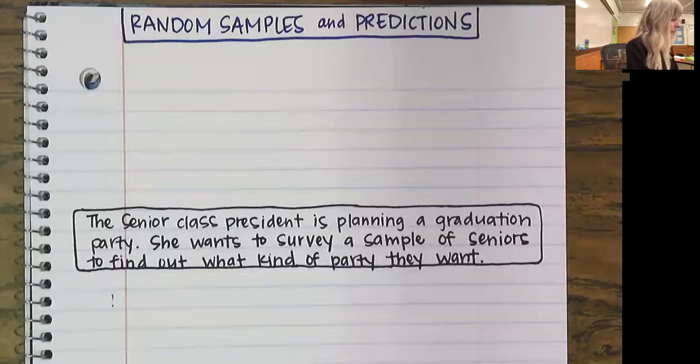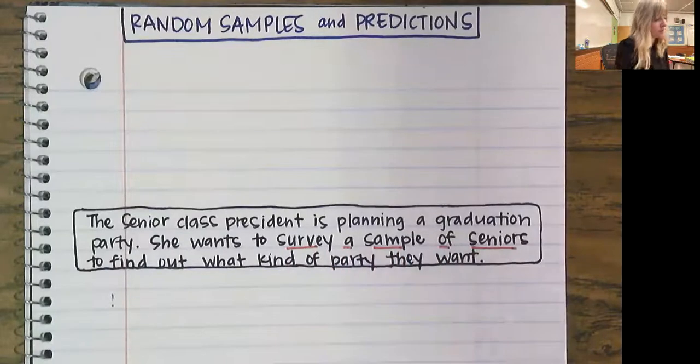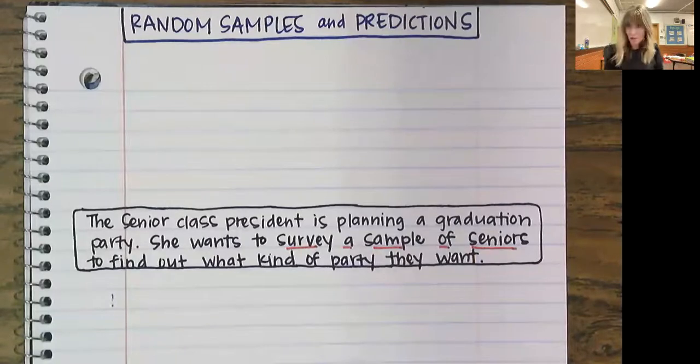All right, now that we've gotten that written, just to make sure we're processing this difference between a population and a sample. If she wants to survey a sample of seniors, does that mean she's going to ask every single senior? No, she's not. She doesn't want to go ask every senior. She's decided that's going to be too difficult, so she's just going to get a sample.